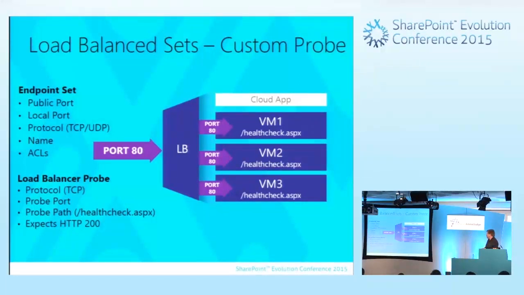Generally, from the Azure perspective, if it's a load balancer for HTTP traffic, all we're doing is very simple. We're looking for a 200 response on a port. That's all we're looking for. But it gives you a very simple and easy way to deploy highly available solutions.